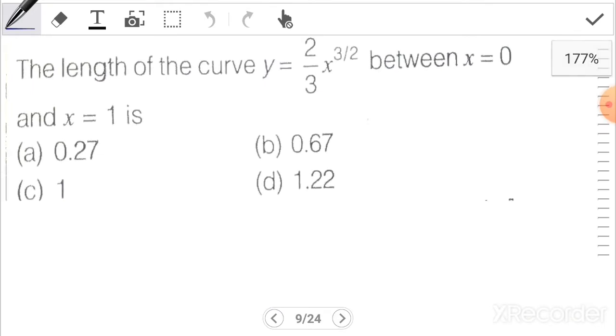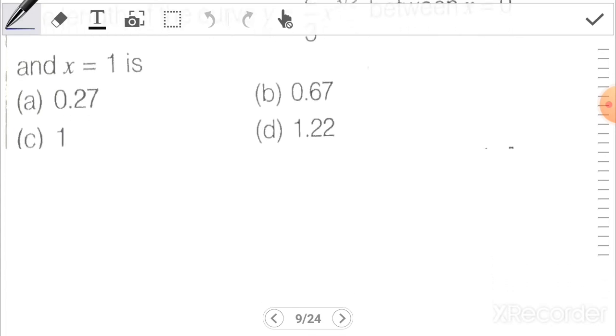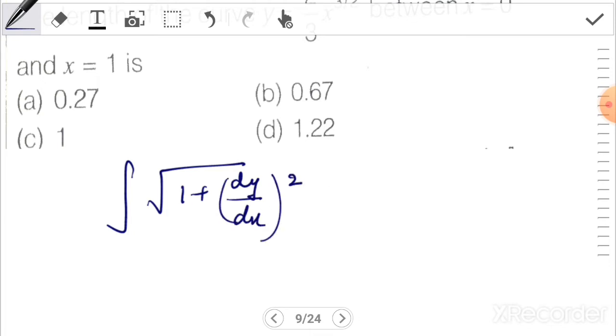Okay, the length of the curve y equal to 2 by 3 x raised to the power 3 by 2 between x equal to 0 is. See, the length of the curve is given by the integral of root under 1 plus (dy by dx) whole square dx.